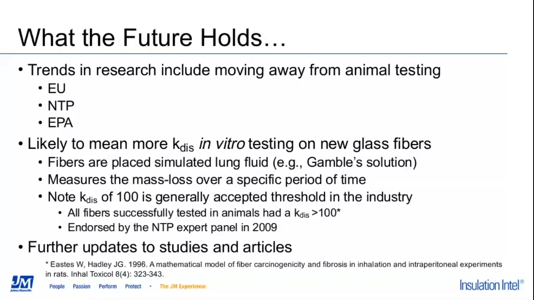And what we have done is we've looked at, Estes and Hadley looked at all of the animal studies that were done, and then compared which of those animal studies showed which fibers had fibrosis and tumors, which didn't, and then they looked at the corresponding K-DIS for those fibers, and they found that there was that K-DIS of 100, so that pretty much all fibers successfully tested and exonerated in animals had a dissolution constant greater than 100. And this was even endorsed by the NTP expert panel back in 2009.